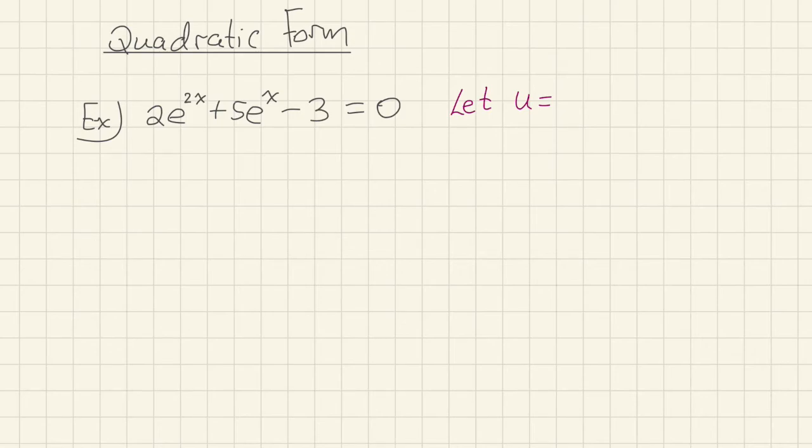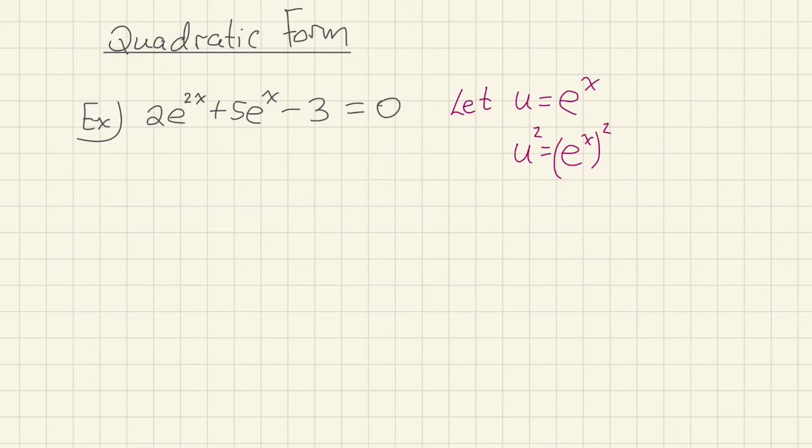So we're going to let u equal, and it's always the middle variable term. So in this case, just e to the x. We don't want anything else, just e to the x. So u is equal to e to the x. And then we're going to square both sides of that equation. That should give us the first term.